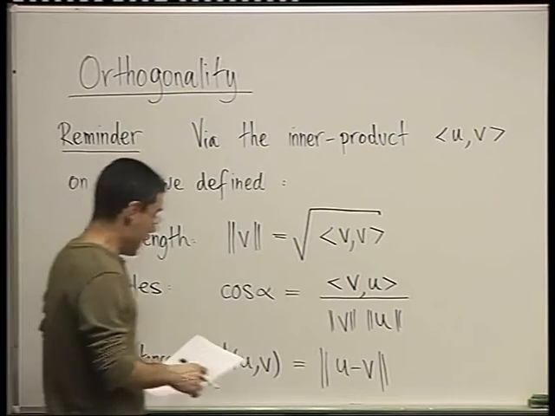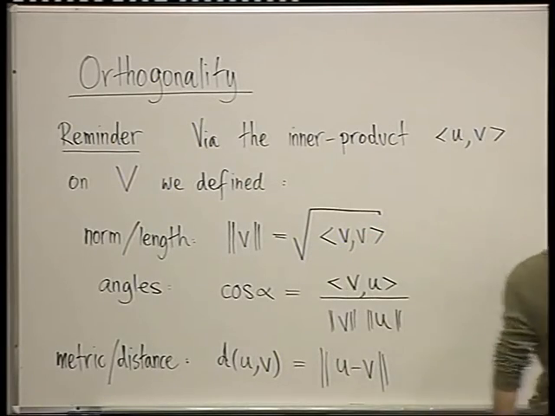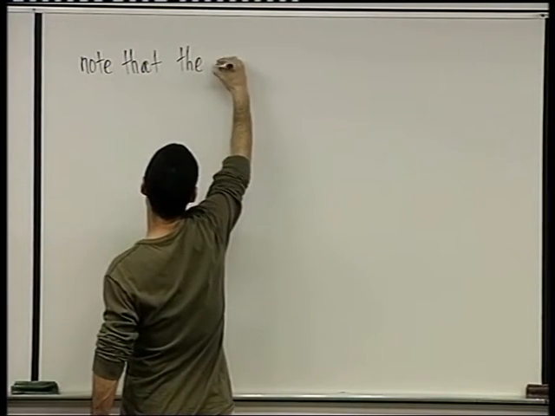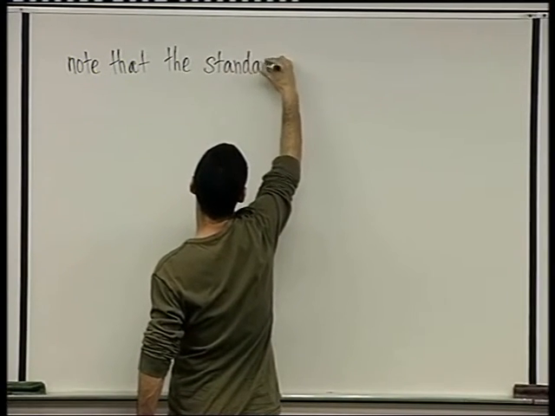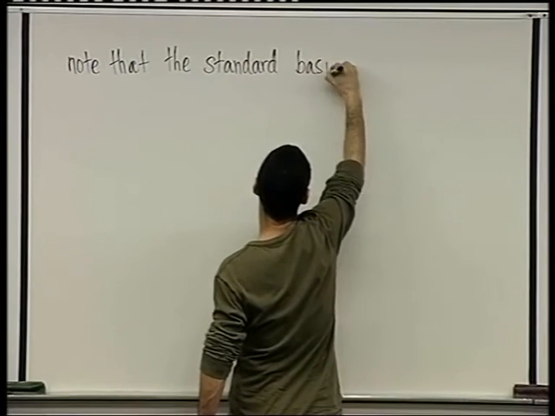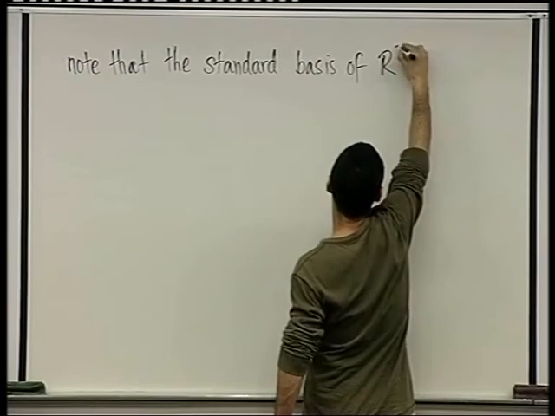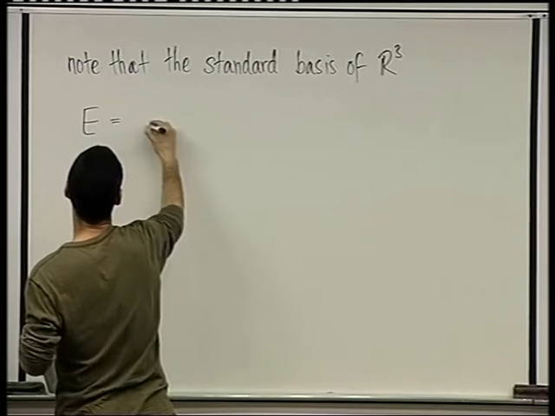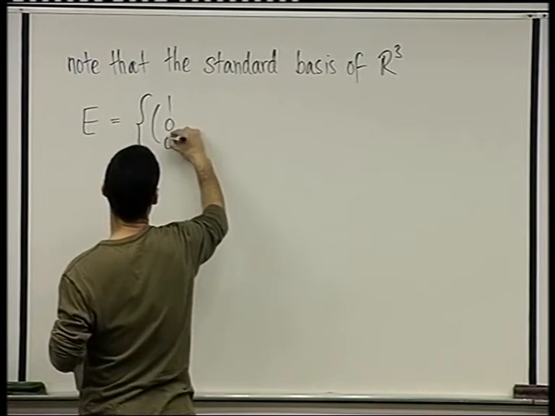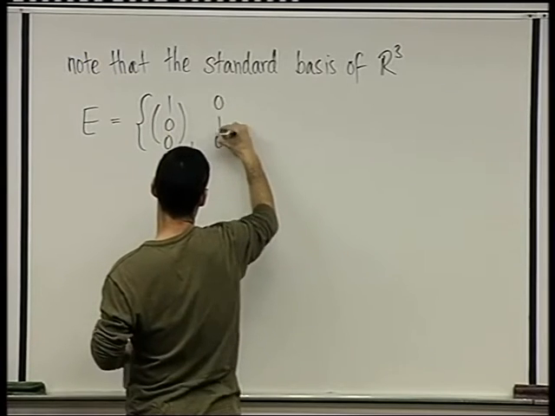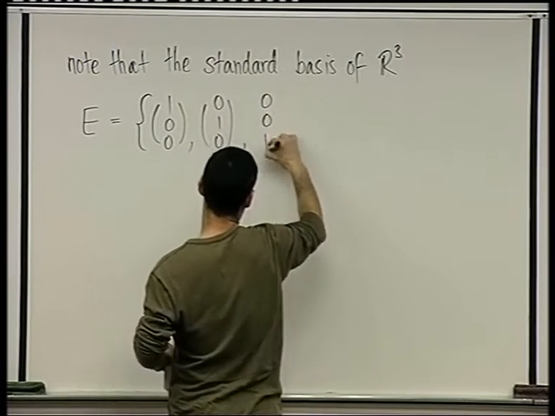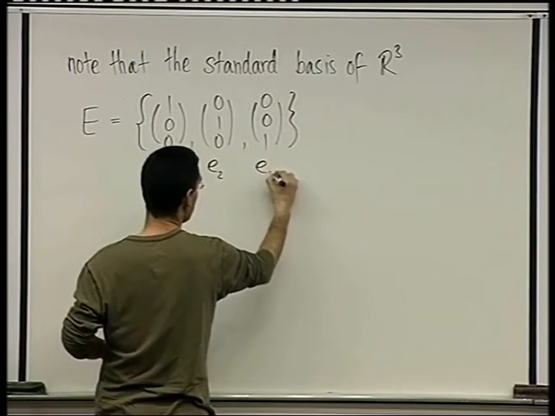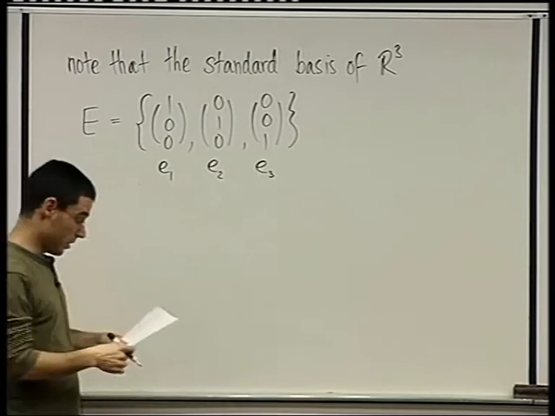Now let's mention what we said about R3. Note that the standard basis of R3, let's denote it by E, has as elements the vectors (1, 0, 0), (0, 1, 0), and (0, 0, 1). Let's call them E1, E2, and E3. This is the standard basis in R3.